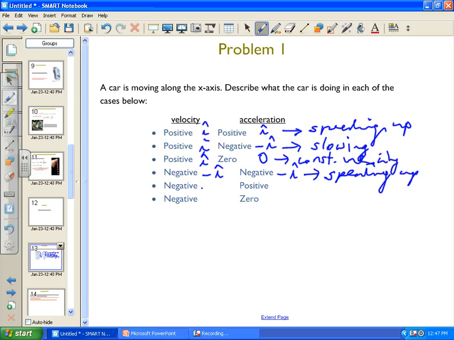In the next case, the velocity is in the minus i-hat direction, but since the acceleration is in the positive i-hat direction and therefore opposite to the direction of motion, this car must be slowing down. Last, we have negative velocity, negative i-hat direction, and the acceleration 0, so once again we are moving at constant velocity.